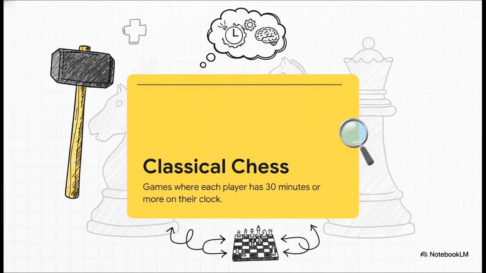Okay, first up, we've got the sledgehammer of our toolkit, classical chess. This is the slowest format you'll find. We're talking games where each player has at least 30 minutes. Think 30-0, or even those long 45-45 games. This is where you actually have time to, well, think.